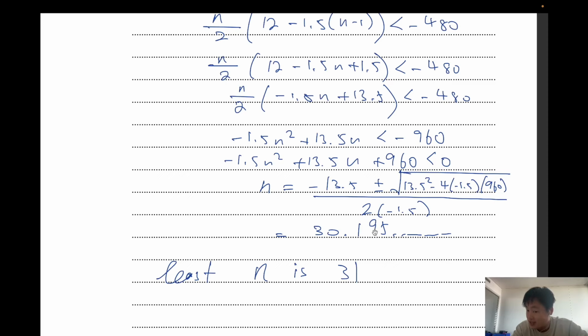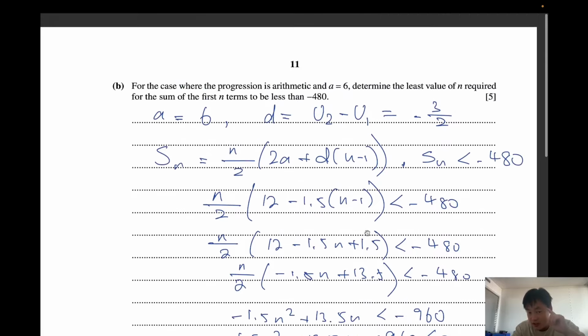Yeah, 30.195 makes it exactly equal to 0. Why did we round it up to 31? You're confused, isn't it? Why did we not round up to 30? How do we know to round up to 31 and not 30? This is where you realize, okay, they're testing you on logic over here.